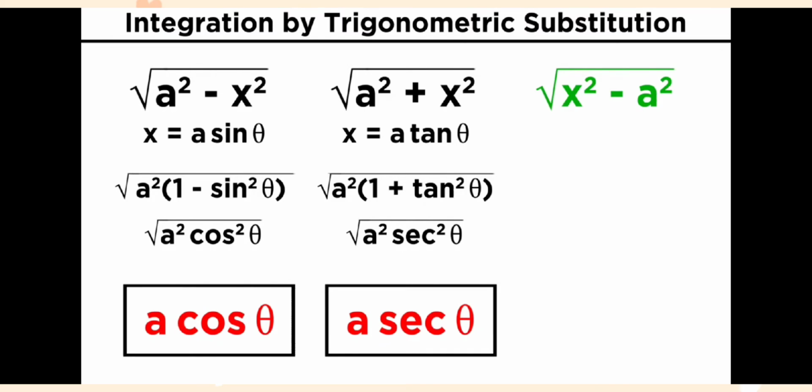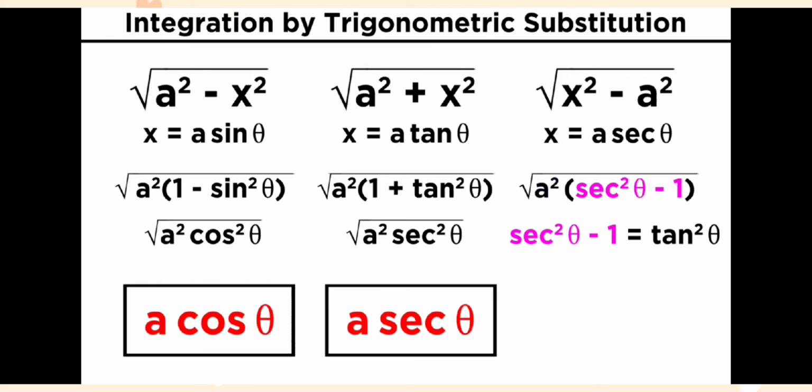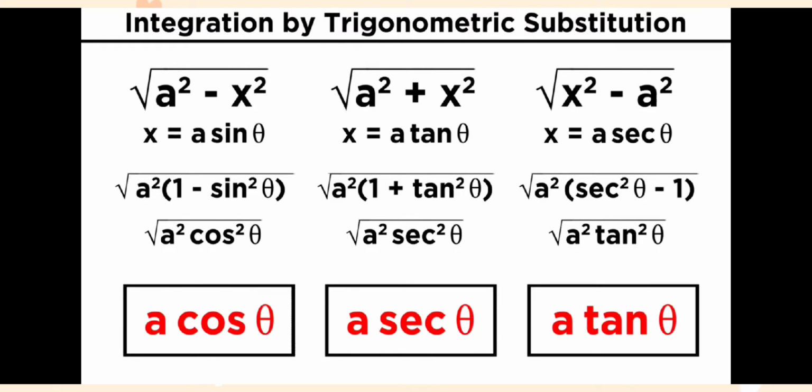For the square root x to the power of 2 minus a to the power of 2, the x will be a secant theta. And then we substitute x, we get square root a to the power of 2 secant to the power of 2 theta minus a to the power of 2. And then we factorize, we use the Pythagorean identities, which is the secant to the power of 2 theta minus 1 will get tangent to the power of 2 theta. And then we get a tangent theta.